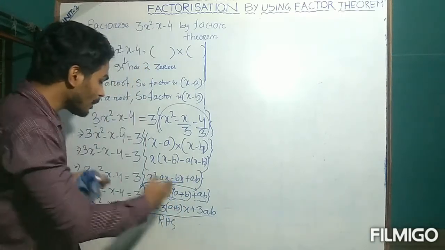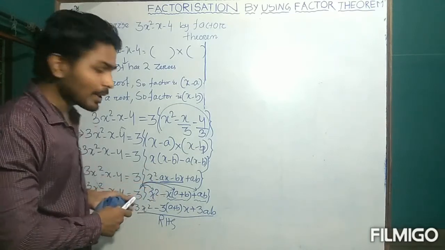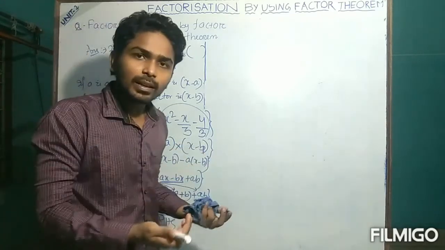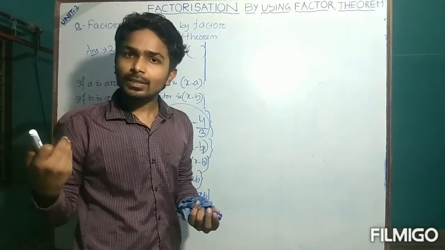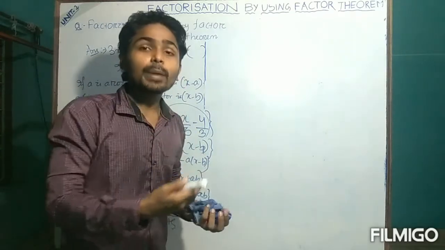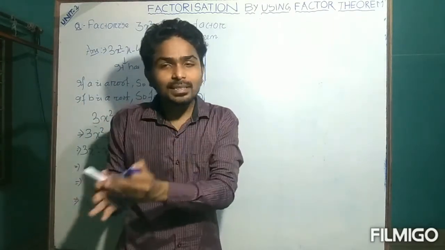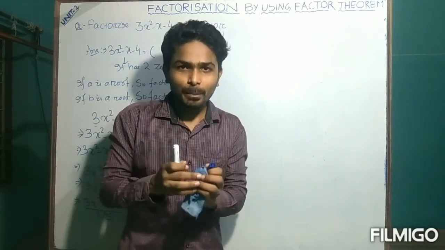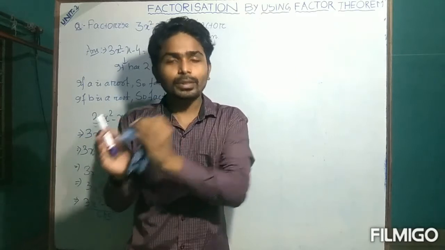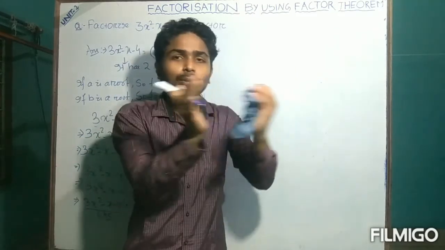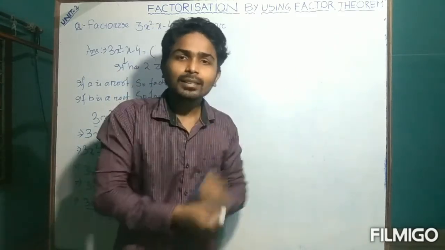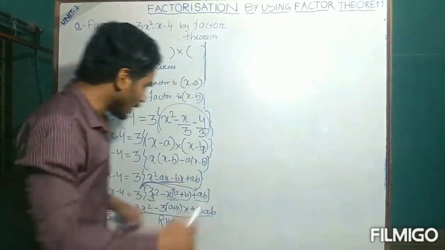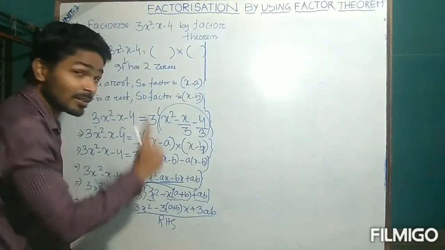So now we will compare these two. Why? Because LHS and RHS are equal. So we have to compare LHS with RHS. That means we have to compare the terms of LHS with RHS. We have to compare the first term with the first term, second term with the second term, and third term with the third term. So let us compare the first term with the first term.